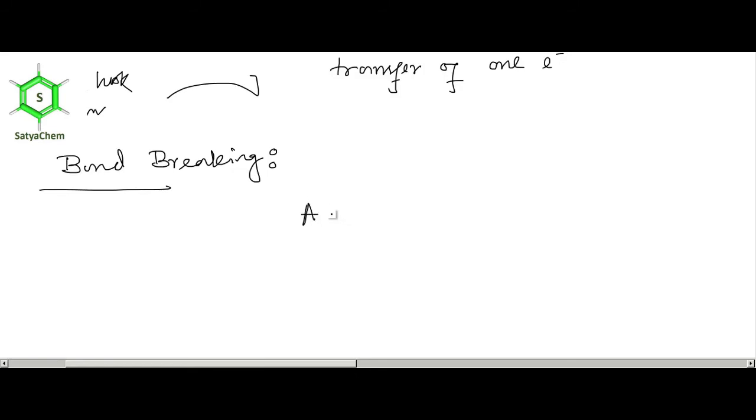Suppose A is bonded to B. We know that a single bond consists of two electrons. Suppose the electronegativity of B is greater than the electronegativity of A. Then what will happen? B can take the bonded electron pair, so both bonded electrons transfer to B. Then A plus is the cation, and the other is the anion.